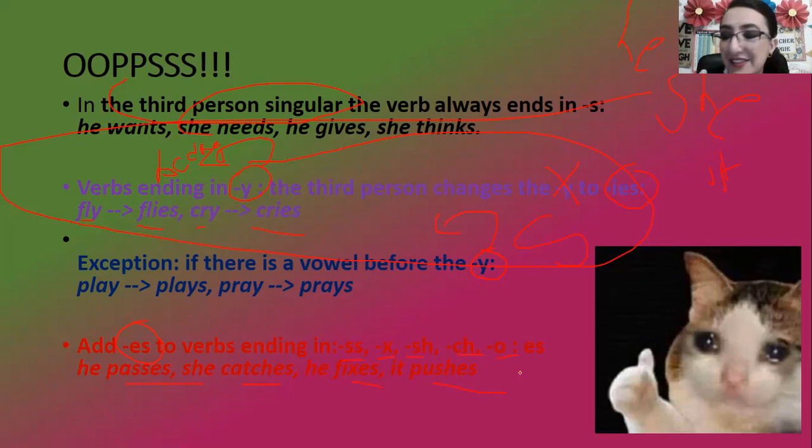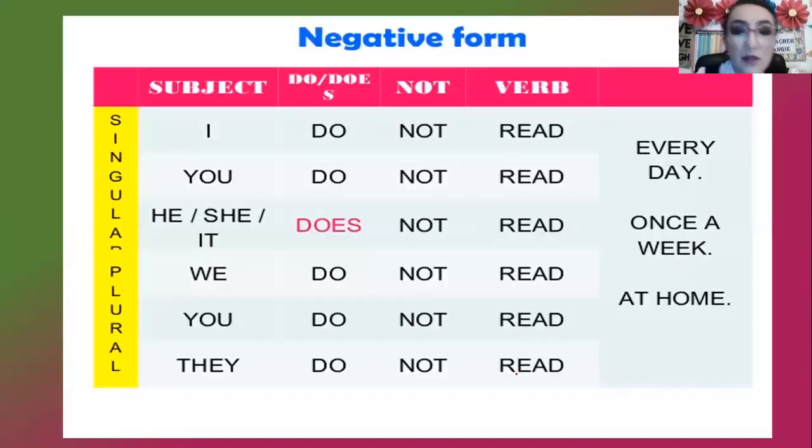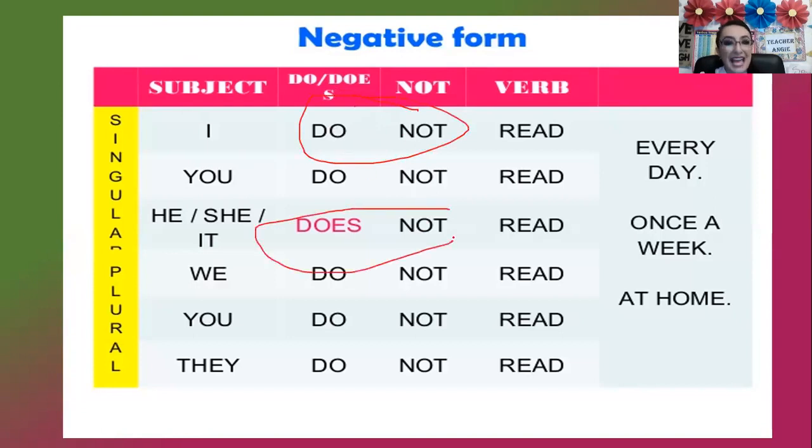I know that it sounds like a tongue twister. I know, I'm sorry. Well, when we are going to say no, remember that we are going to have do not or does not, don't or doesn't, okay? That is the correct pronunciation. Do not, or does not, okay?